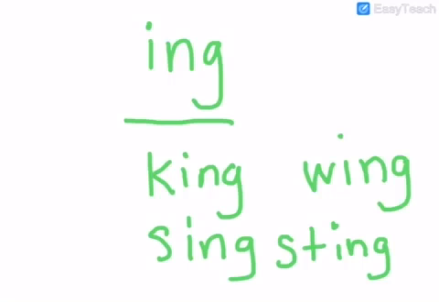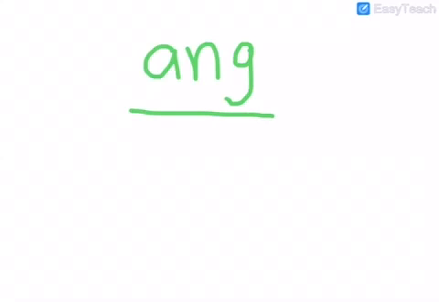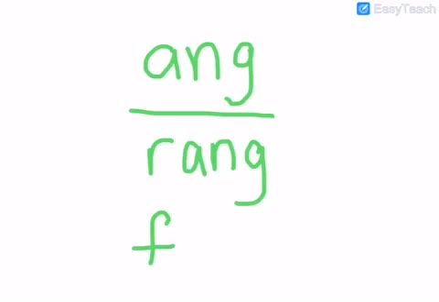Let's take a look at another one. A, N, G. How does it sound? Ang. That vowel takes a slightly different sound. So we see that vowel unit in the word rang. We see it in fang, like a wolf's fang. Take a moment to think of some other words that might have the ang vowel unit. Maybe you came up with this word, sang.